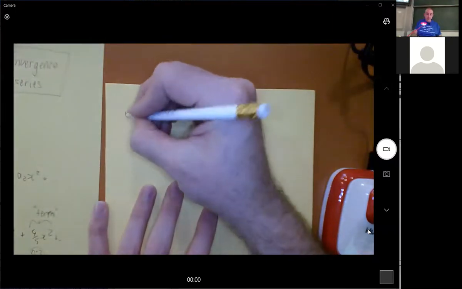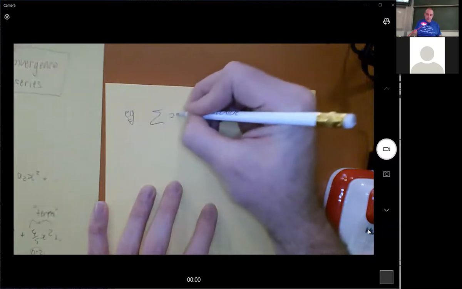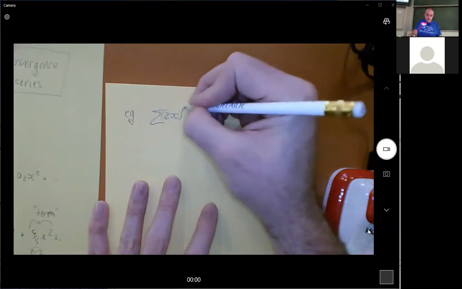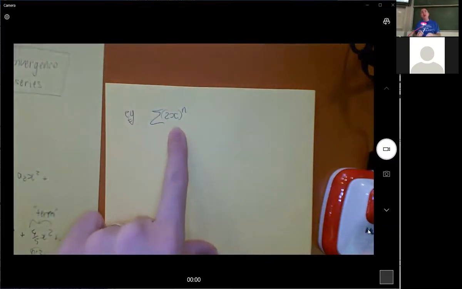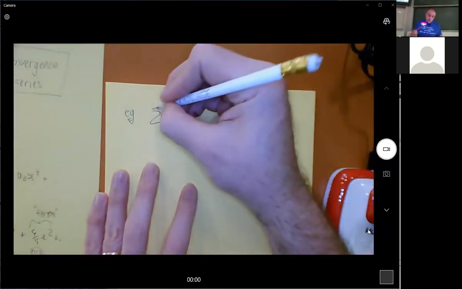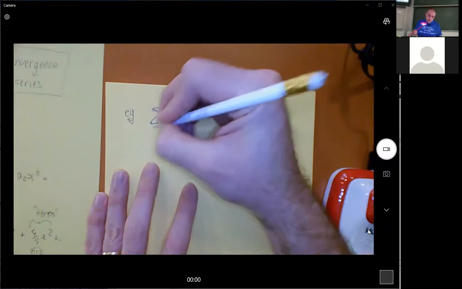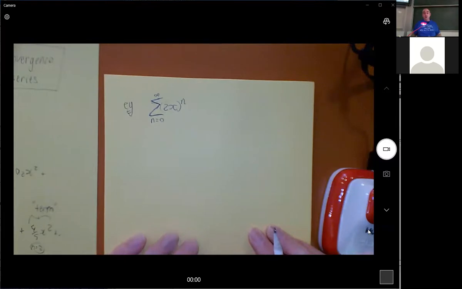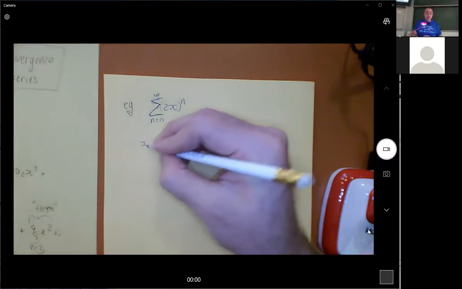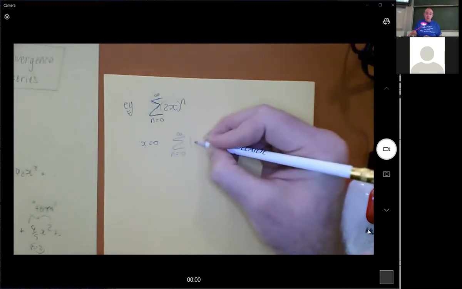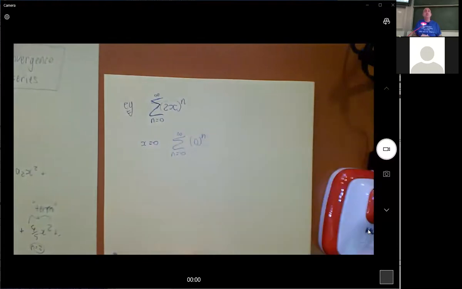I'm just going to make a simpler one. It doesn't actually just have to have an x to the power of n, it just has to be able to be written that way. So we can say that when x is 0, for example, we get the sum from n equals 0 to infinity of 2 times 0, which is 0 to the power of n. And that's a perfectly good series.